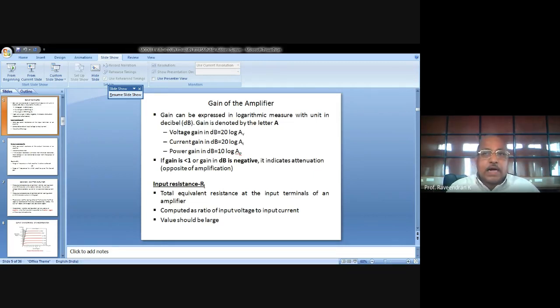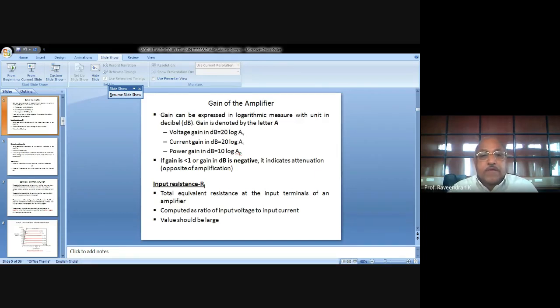So in order to connect the first stage with the second stage, there must be impedance matching, or in other words, the amplifier has to drive the load. What is the purpose of the amplifier? The purpose of the amplifier is to drive the load connected at the output side of the amplifier. That is possible if the output resistance offered by the amplifier is very small, so that it can drive the subsequent stages of amplification or subsequent loads connected to the output side of the amplifier.